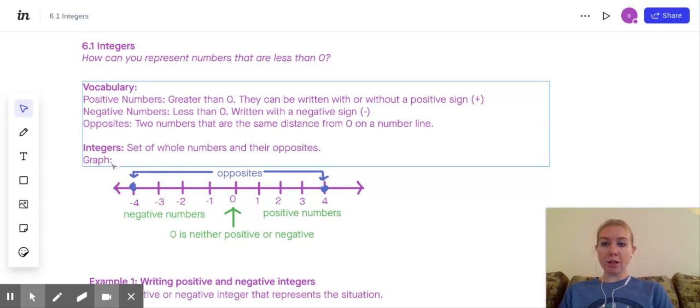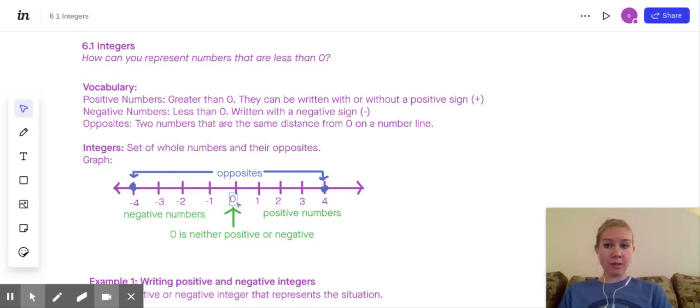So let's look at a graph if we were to graph some integers. Over here on the graph, you see this is our number line here on the bottom. 0 is in the middle. And we can see on our number line that we're counting by ones. So 1, 2, 3, 4. And then on the opposite side, -1, -2, -3, -4. So on each side, they're in increments of 1. So we're counting by ones.